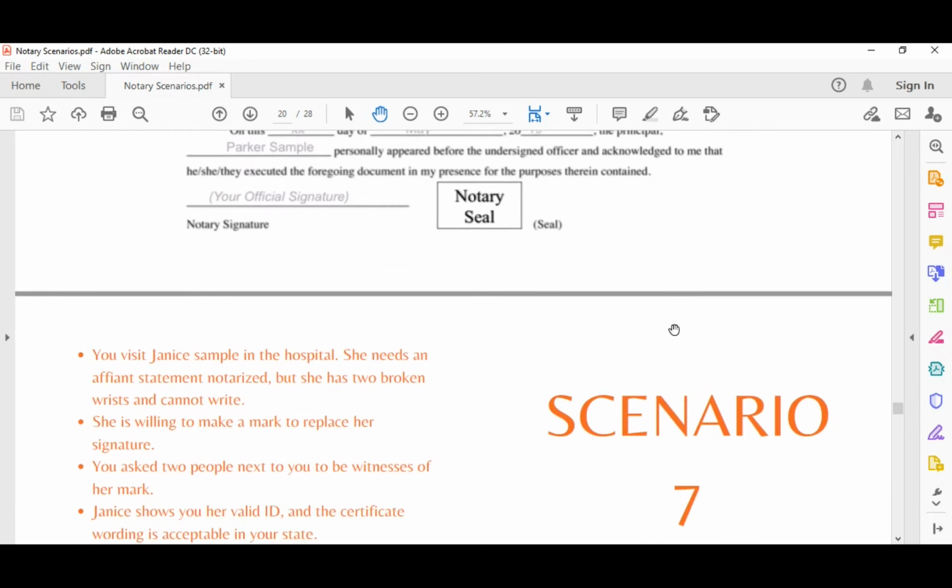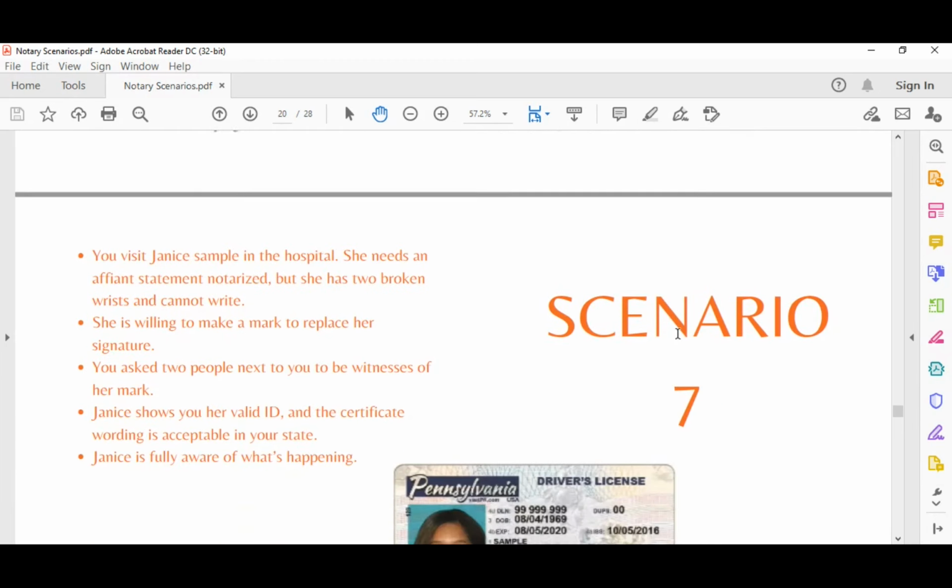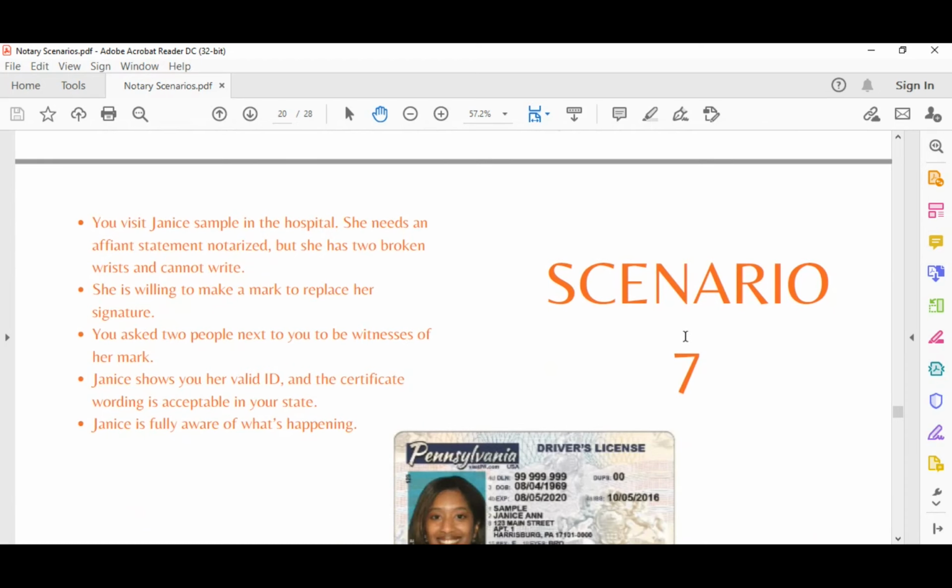I really like these scenarios for you guys because it really gives you a realistic idea of what you're going to be coming up against, and it gives you the different occurrences that you will encounter. All right, here we go.